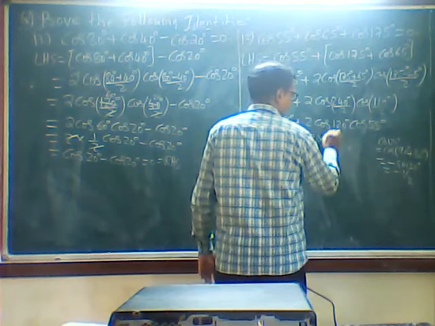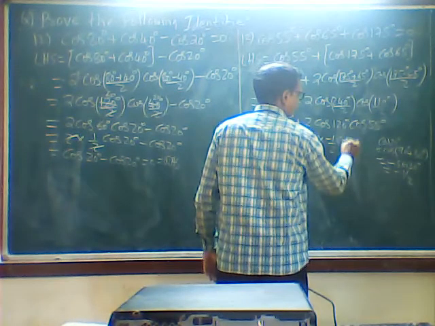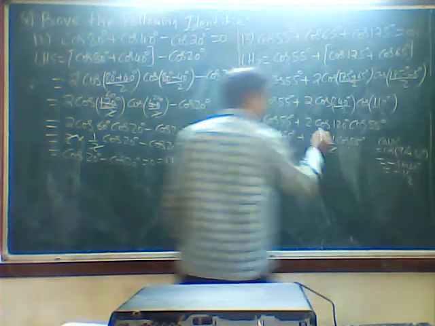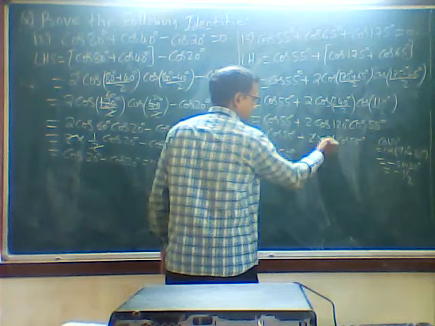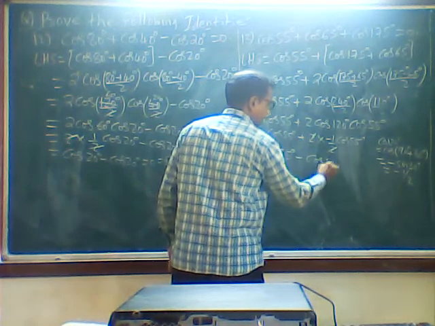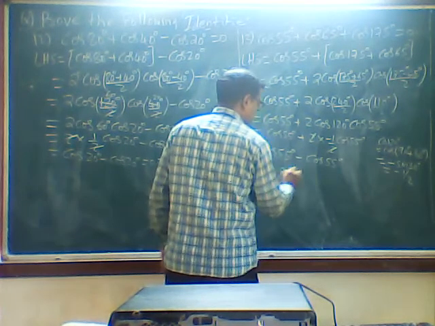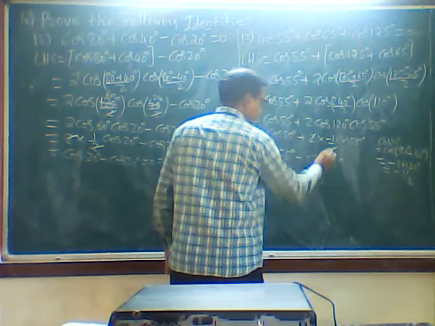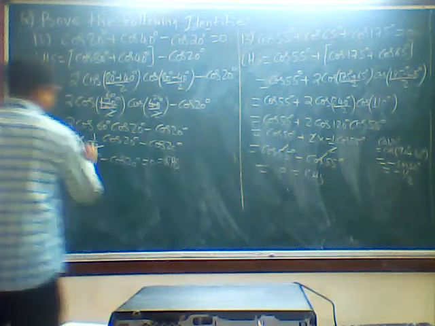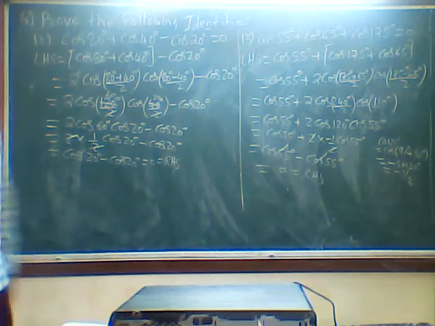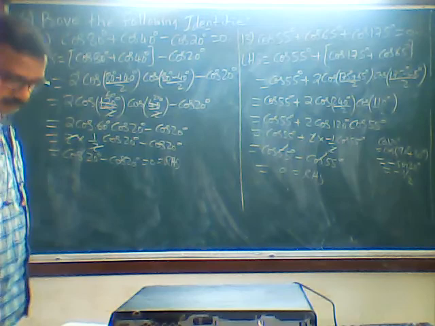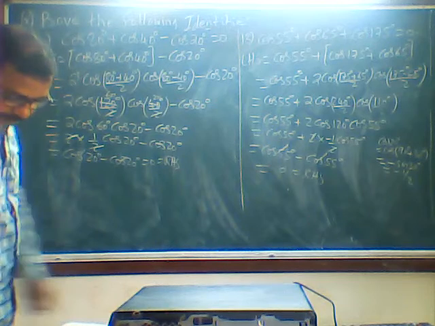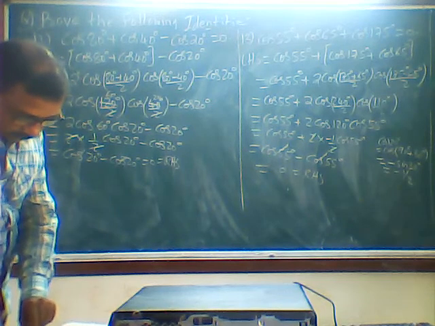So 2 into minus half into cos 55 degree. The 2 cancels, cos 55 degree plus minus cos 55 degree. It becomes 0. We cancel both. It will become 0. Okay. That is how the problems are done.